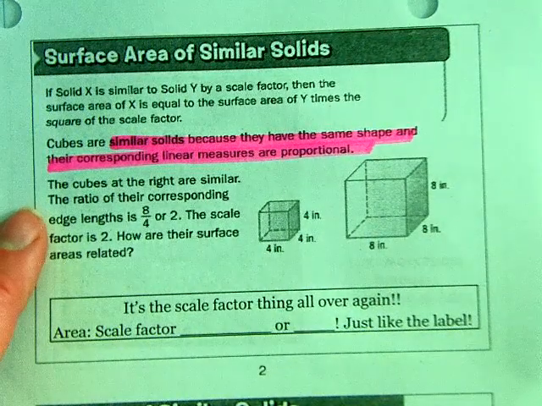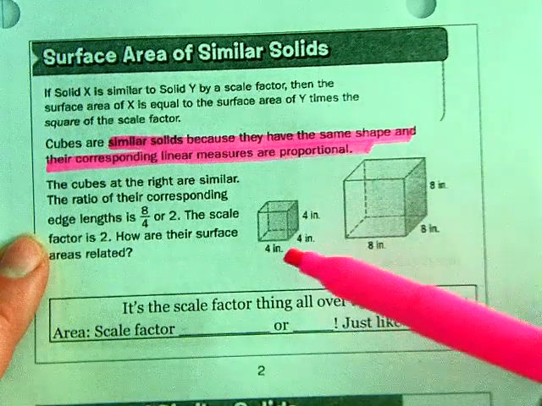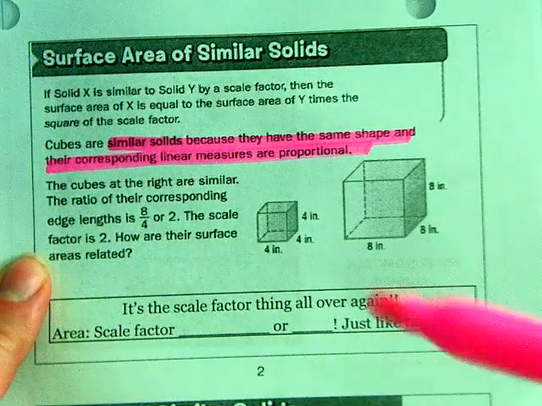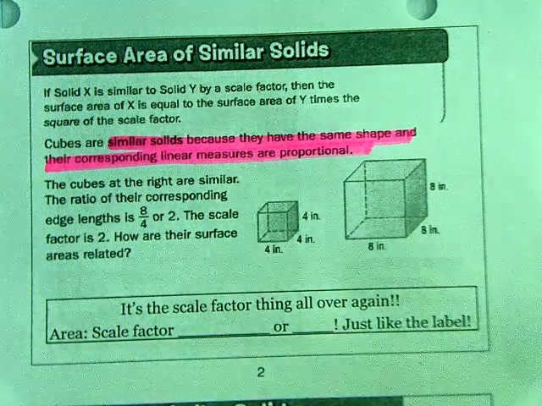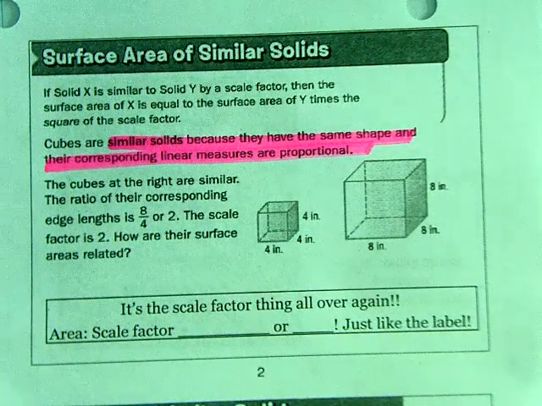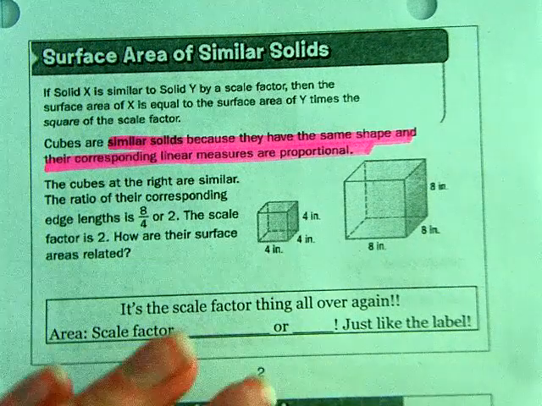The cubes at the right are similar. The ratio of their corresponding edge lengths is 8 over 4, or 2. So the scale factor is 2 or a half. So how are their surface areas related? Well, we could find all of those. A cube is nice because all of the sides are the same.